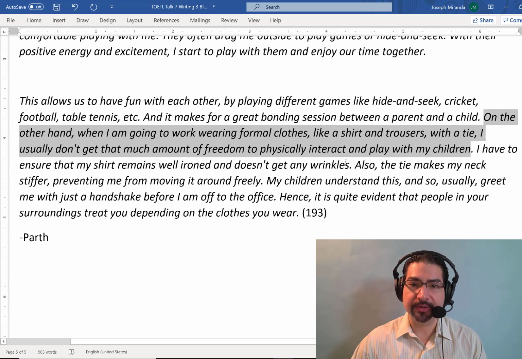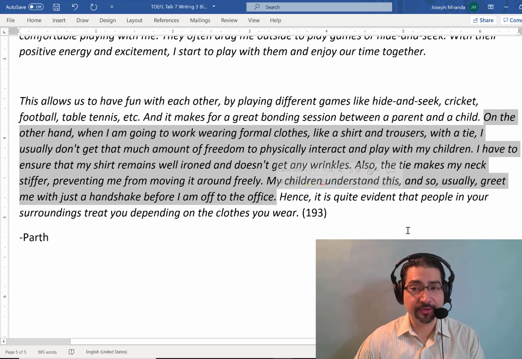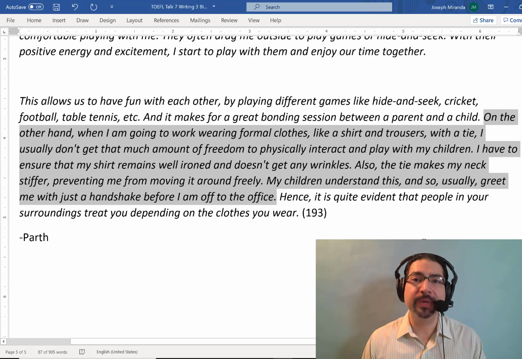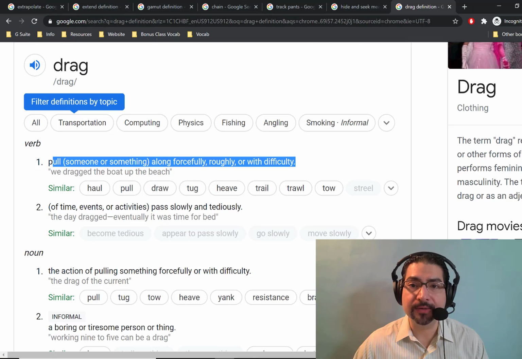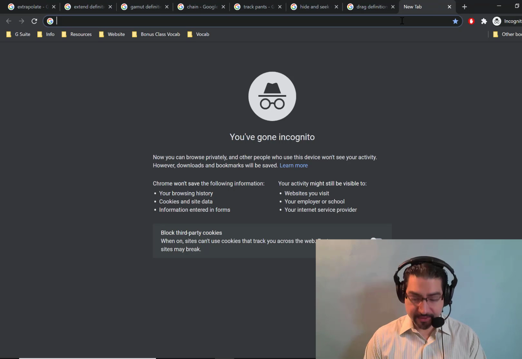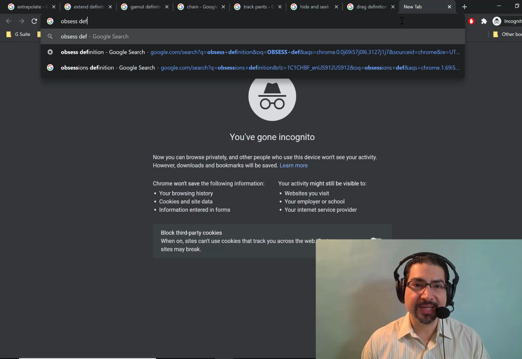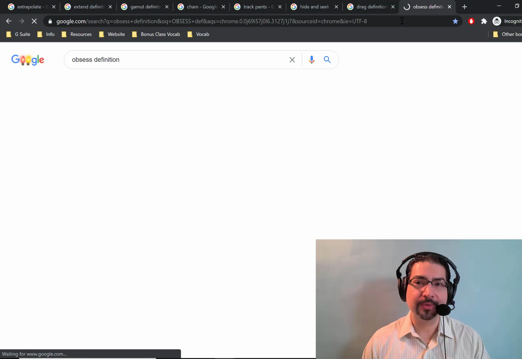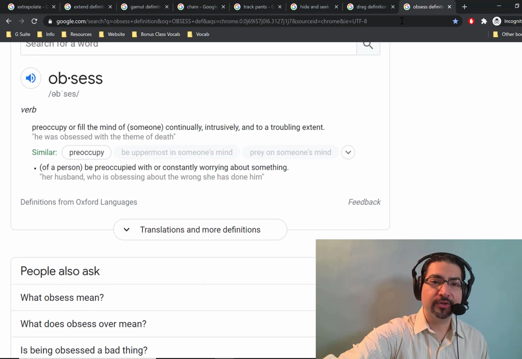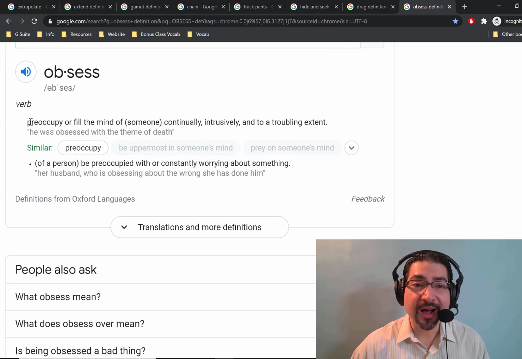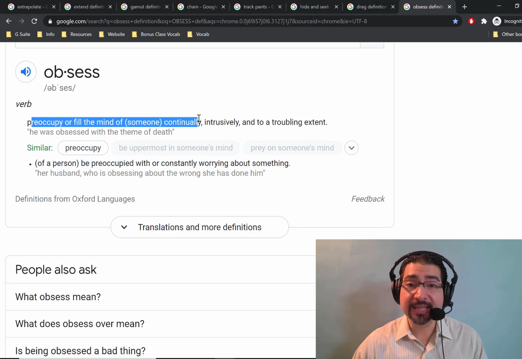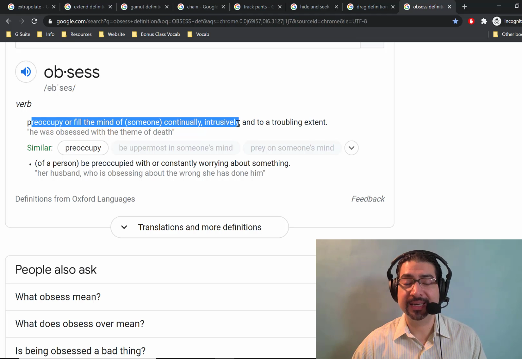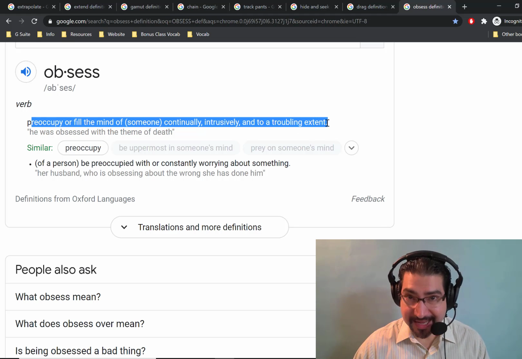Then we have this on the other hand, and you see this the same issue, not as strong, but the same improvement can be made. One, two, three, because you have to be obsessed about your reason and connecting with it because it's what you're being evaluated on and it's what's hard. So obsess is one of my favorite definitions, right? When we use it positively. So obsess means to preoccupy or fill the mind of someone continually, intrusively, and to a troubling extent, right?